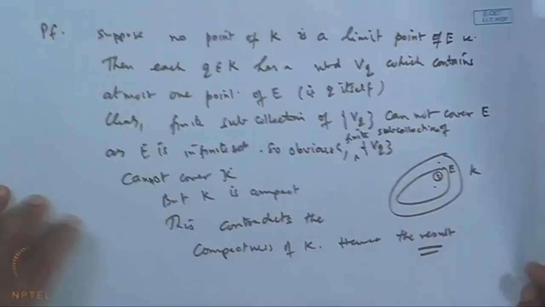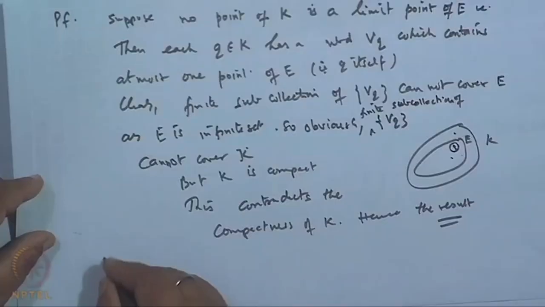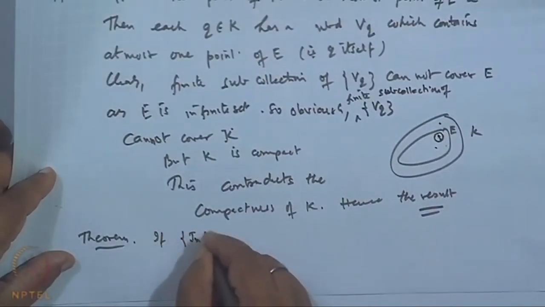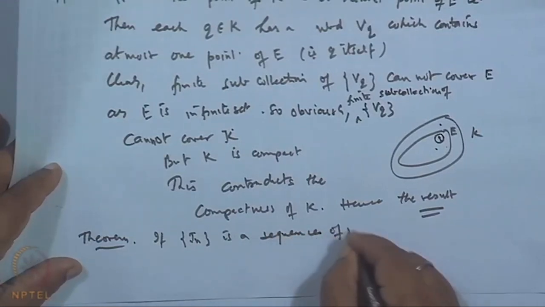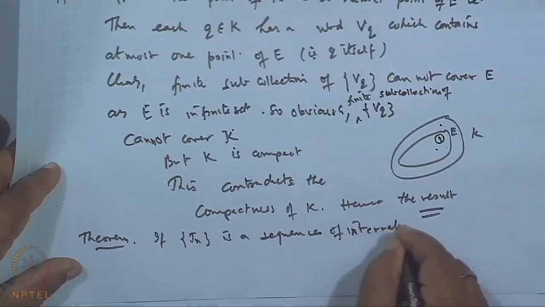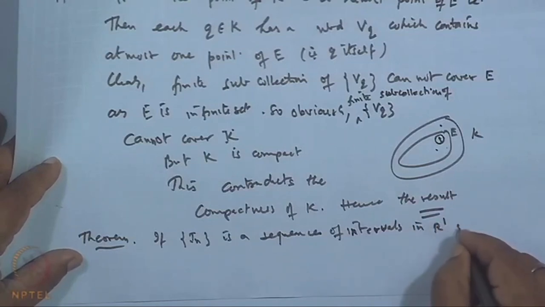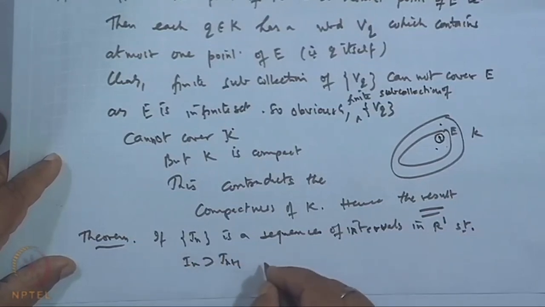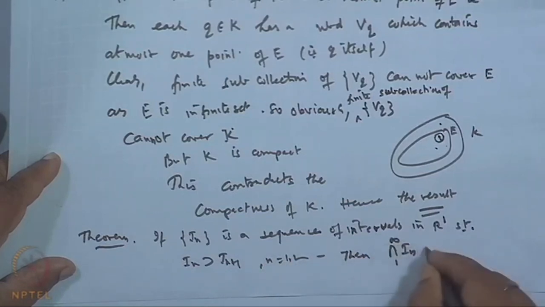Okay. Now, just one more theorem, and then the proof is immediate. If In is a sequence of intervals in R1 such that In contains In plus 1 for n equal to 1, 2, 3, and so on, then the intersection of In from 1 to infinity is non-empty.